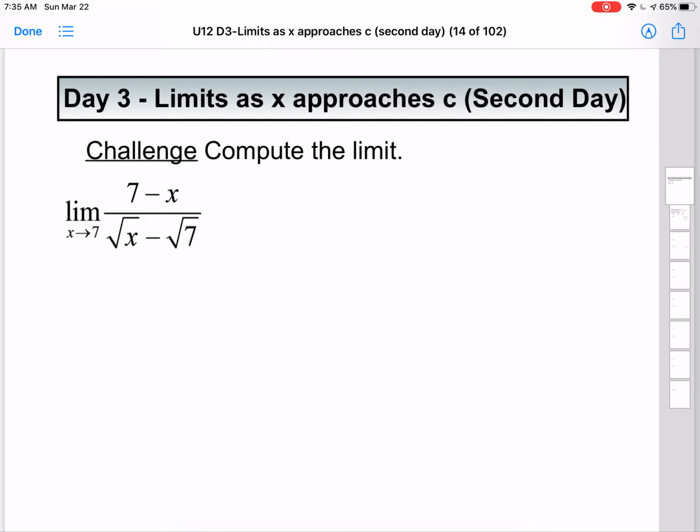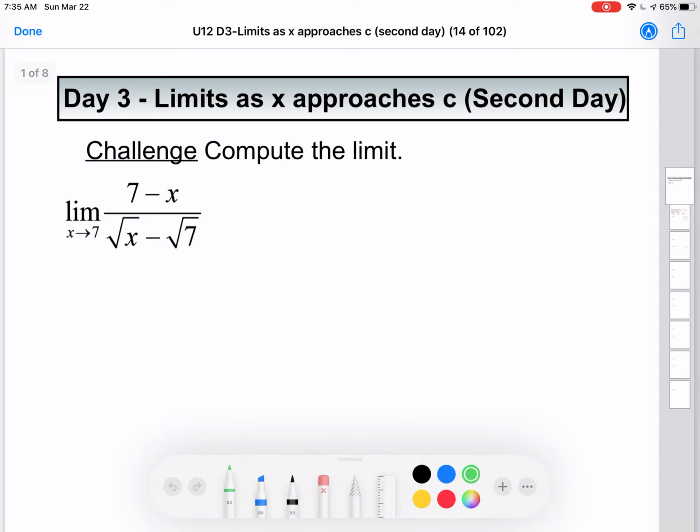Okay, so we're going to start out with a challenge. Obviously we're not rolling the die and giving out some cards here, but let's try it. So this is just based off yesterday. All right, we are going to find the limit as x approaches 7. So remember, all that means is when x tries to reach 7 from both sides, is there the same y value that it is trying to reach?